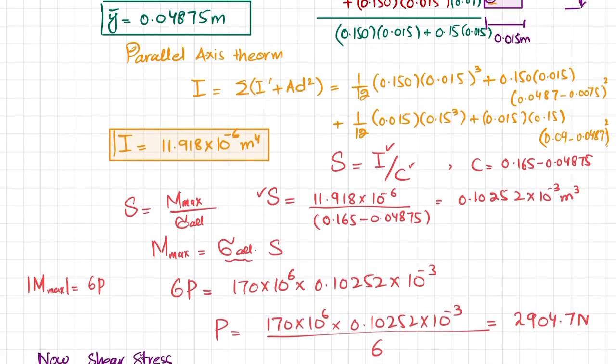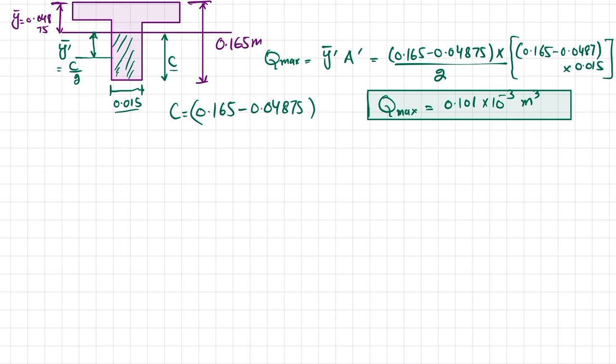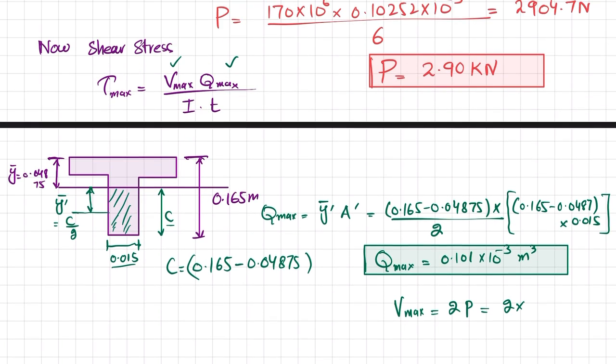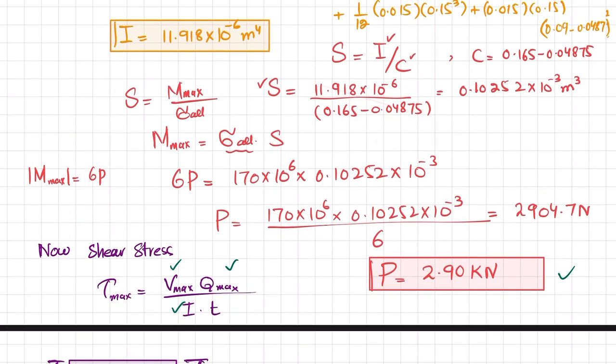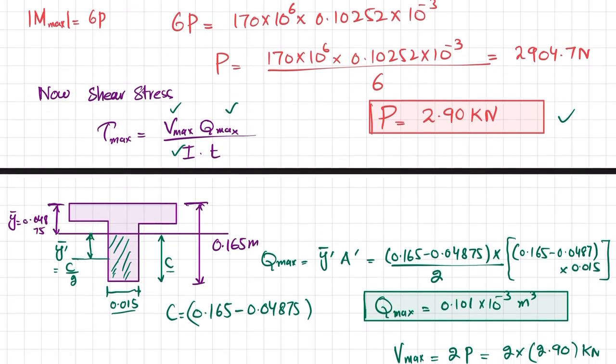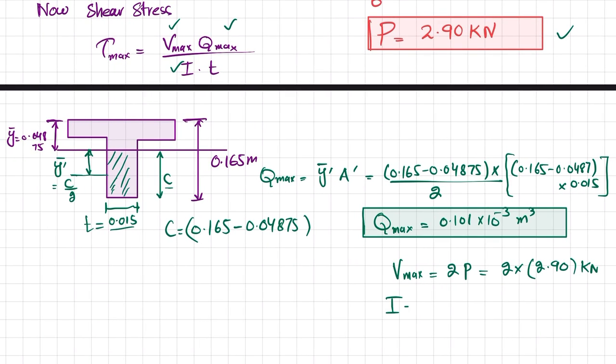Now you have Q max as well. V max will be taken from the shear force diagram, so that is 2P. Clear? V max is equal to 2P, and P is given as 2.90 kilonewton. You have I as well, which we have calculated over here. This is I, and thickness is this one. This is thickness. So I will write the value of I as well. So I is equal to 11.918 into 10 to the power minus 6 meter power 4, and thickness is 0.015 meter.